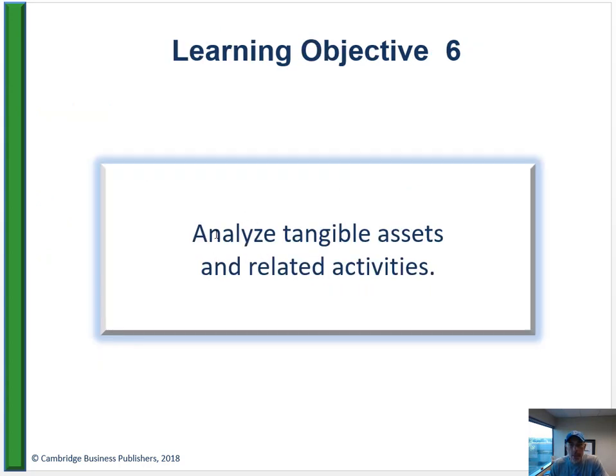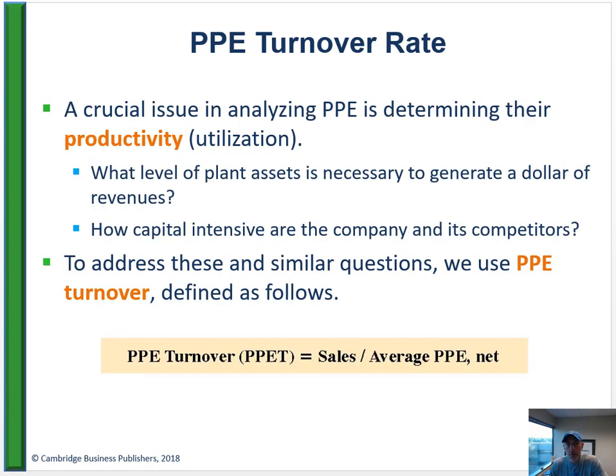Okay, number 6, analyzing tangible assets and related activities. I mentioned a few moments ago that we were going to look at the PP&E turnover rate like we did the inventory turnover rate, and this is just another method of analyzing efficiency. We looked at how efficiently we were managing our inventory. We want to look at how efficiently we're managing our PP&E, and to do that we're going to take sales and divide by average PP&E to compute PP&E turnover.